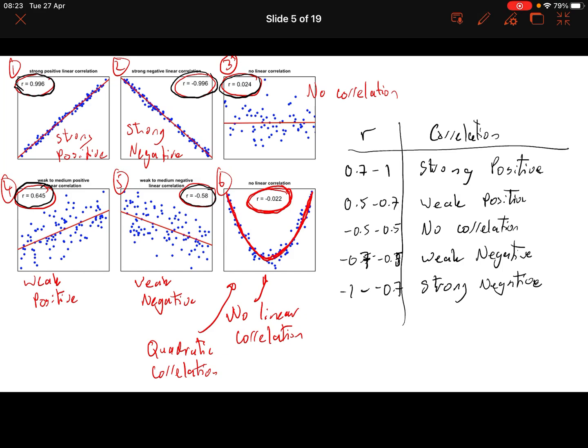Right, so again, please look at the calculator video to see how to calculate these R values. I'm going to stop the video.